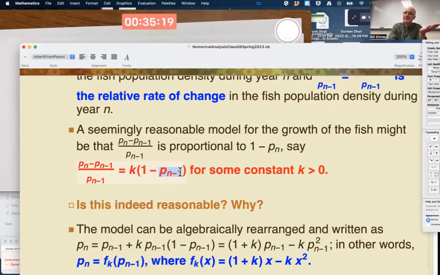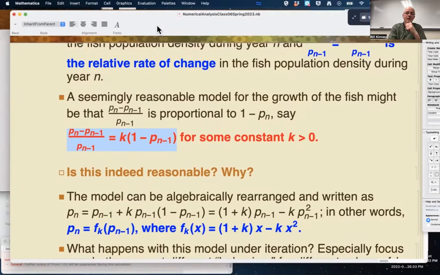Compare that to the case where P_{n-1} is close to 1, 0.99 or something. If P_{n-1} is 0.99, then you're close to the carrying capacity of the environment. 1 minus 0.99 is going to be small, 0.01, and the relative growth rate will be small. You can come up with differential equations that have a similar kind of feel to them as well. But we're looking at a discrete model here. This is sometimes called a difference equation when you have a discrete model.